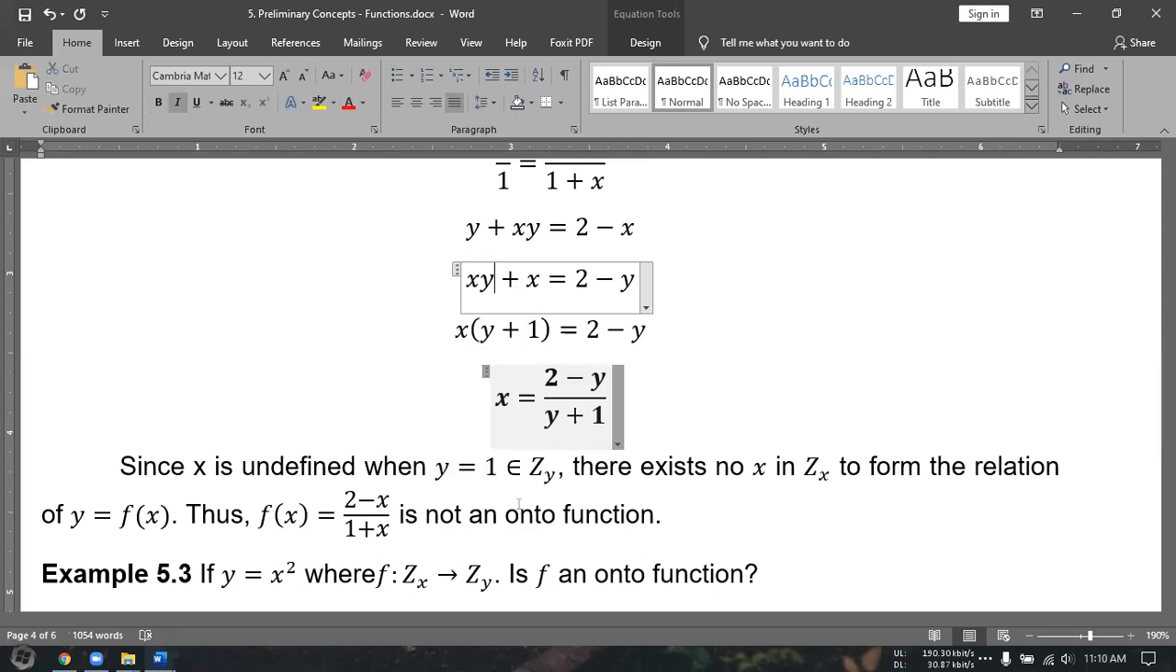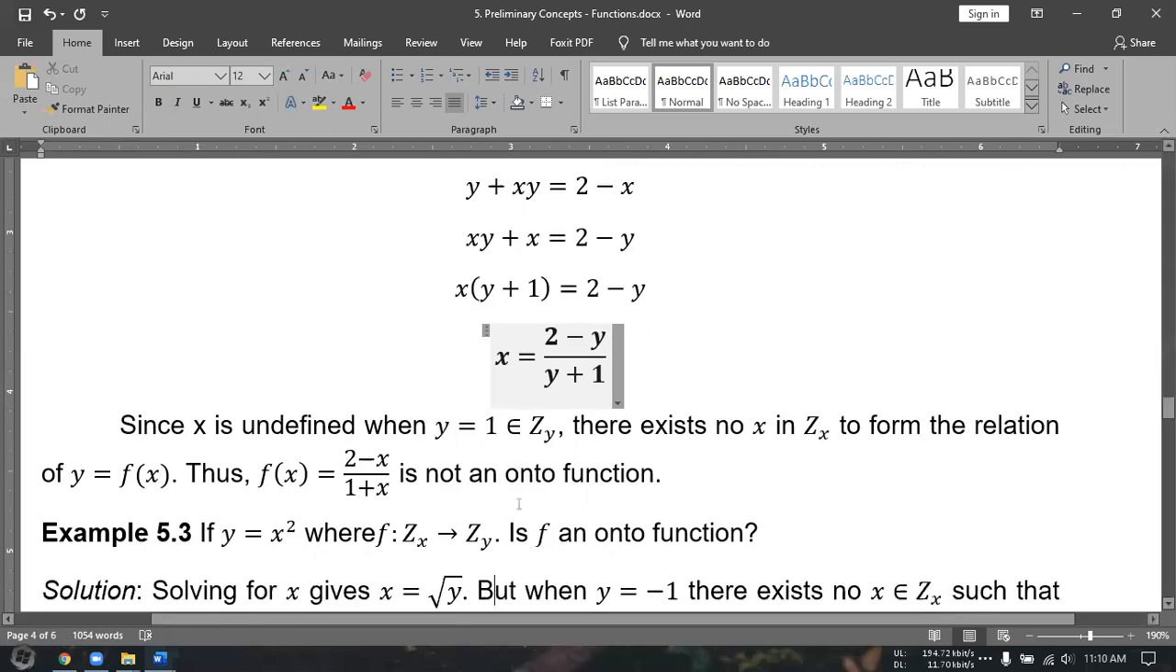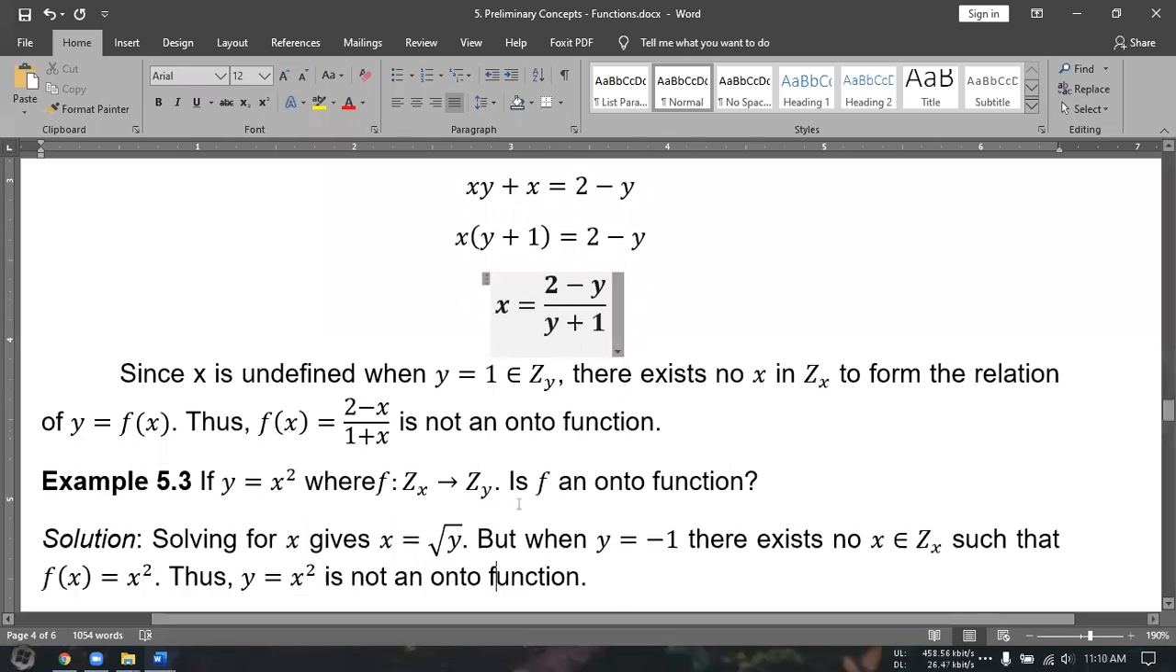For example, if y is equal to x squared, where the mapping of f is defined as Z sub x to Z sub y, is f an onto function? So, let's test.